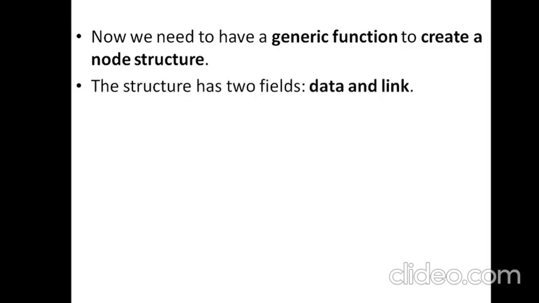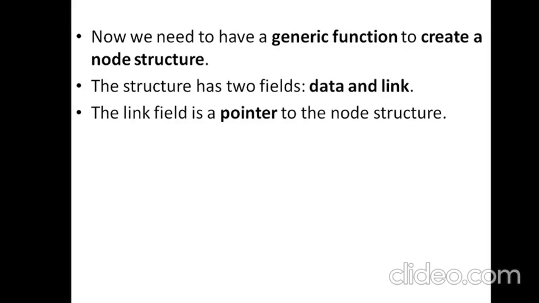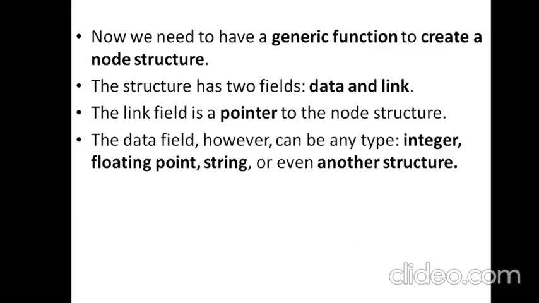And as we discussed, the node will have two fields, data and link. Our problem is with the data field, not with the link field, because link is a type of pointer, and the data field can be of any type. It can be integer, float, character, or string. So we want to make it generic.